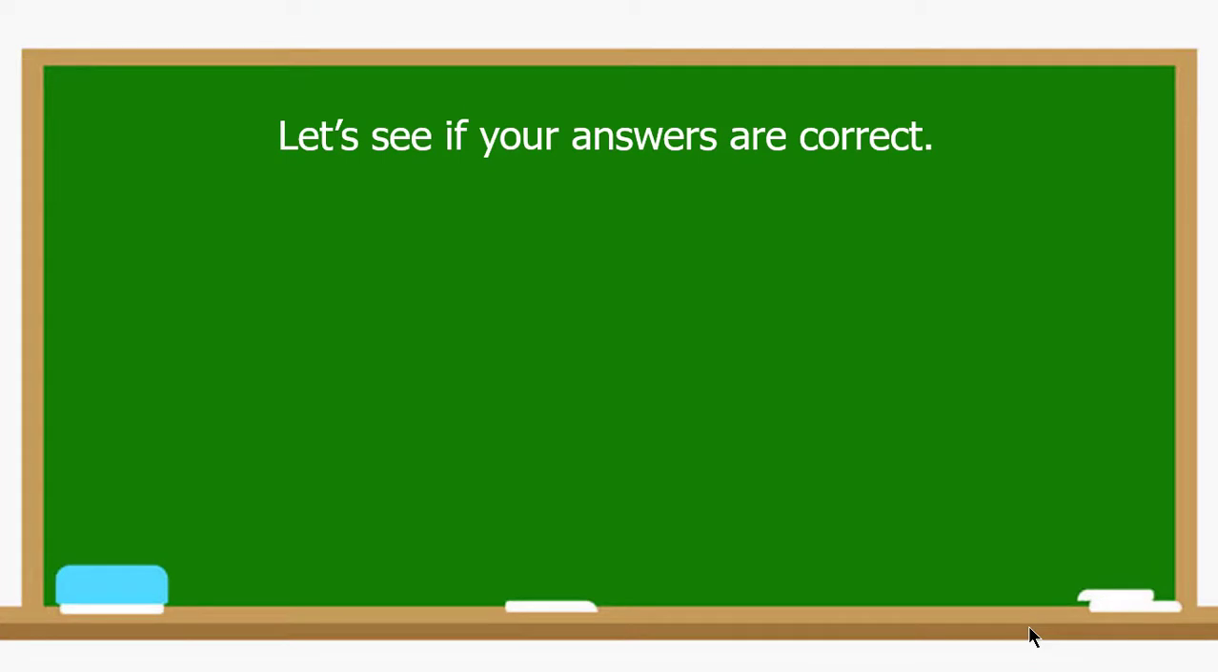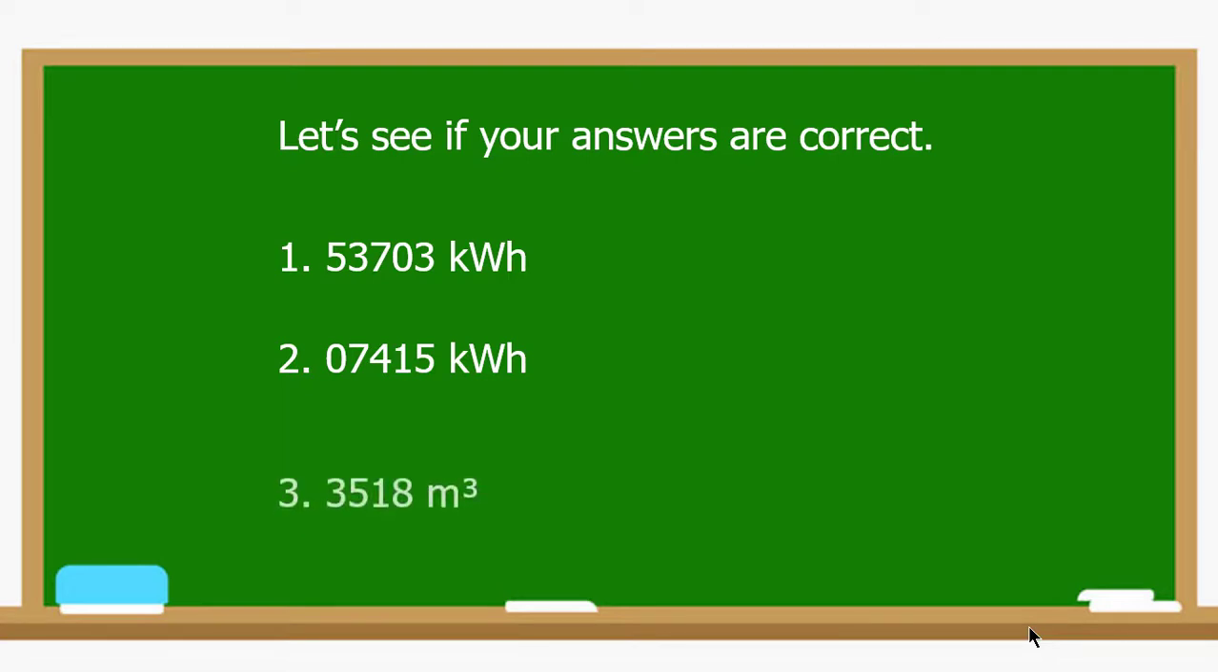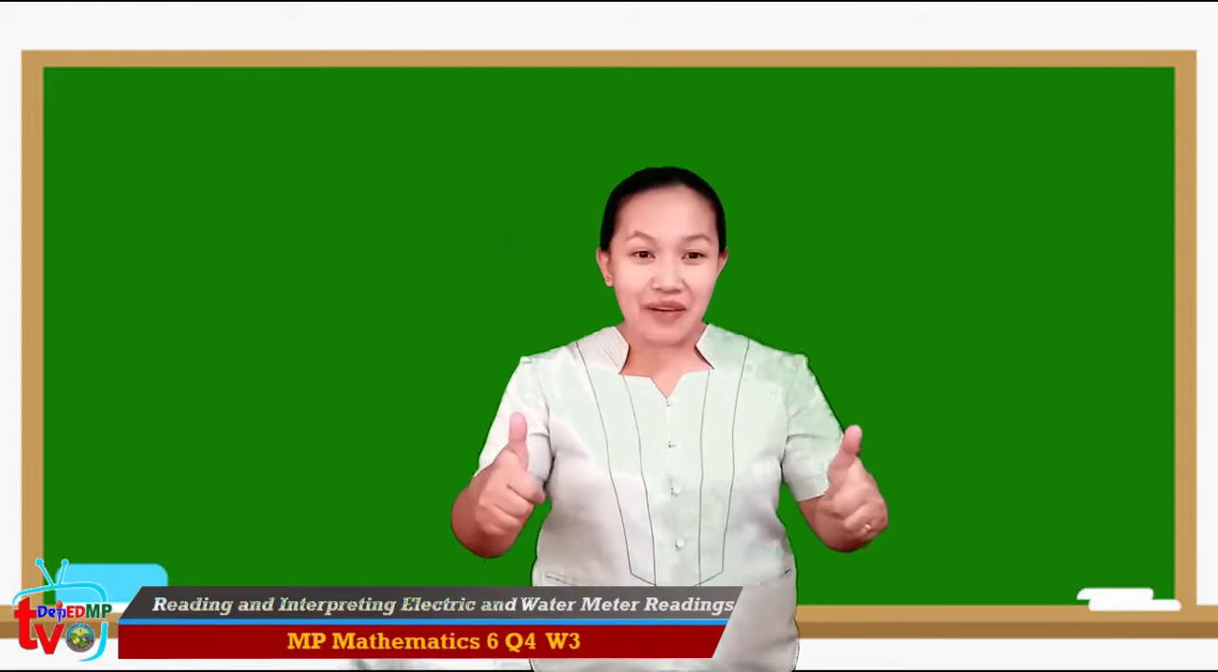Let's see if your answers are correct. Number 1, the answer is 53,703 kilowatt-hour. Number 2, 7,415 kilowatt-hour. And number 3, 3,518 cubic meters. Good job!